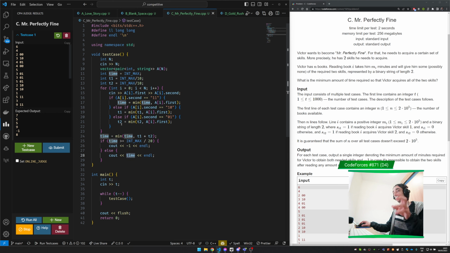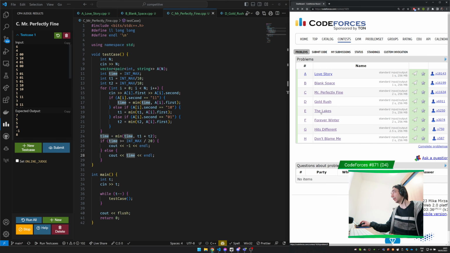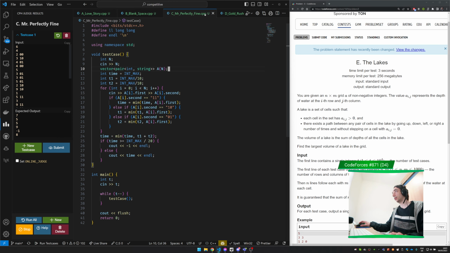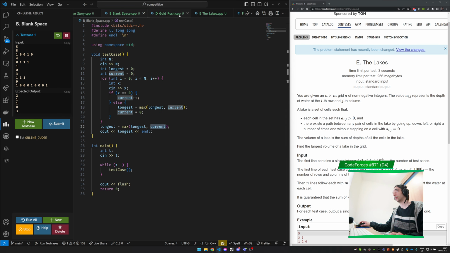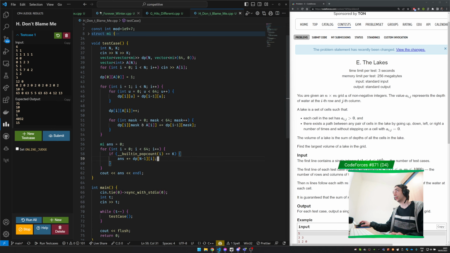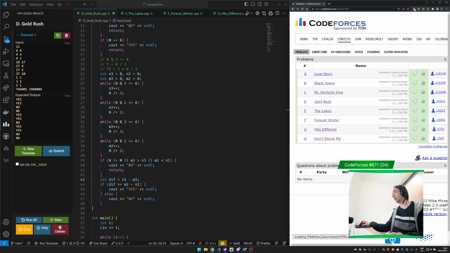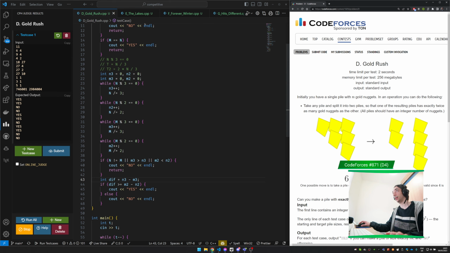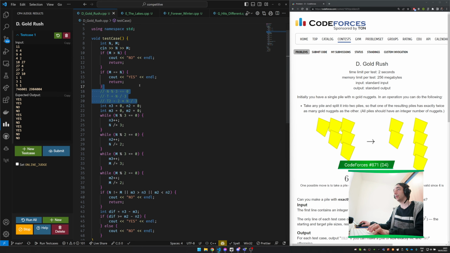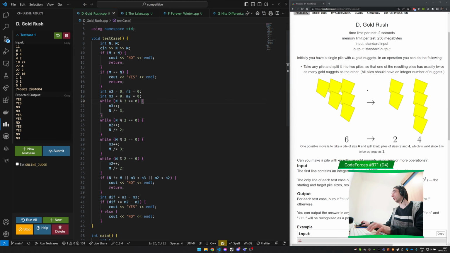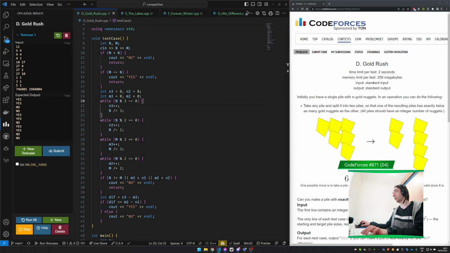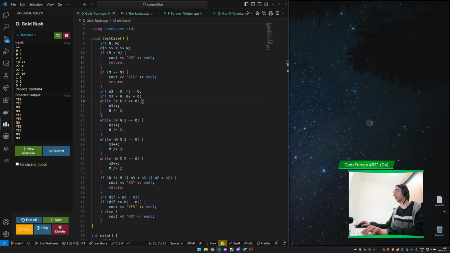So I don't have to write many edge cases. This was the idea here. E, I did not, but wait, did we get Gold Rush? Okay, D. So D was, I don't know how you're supposed to solve it otherwise.